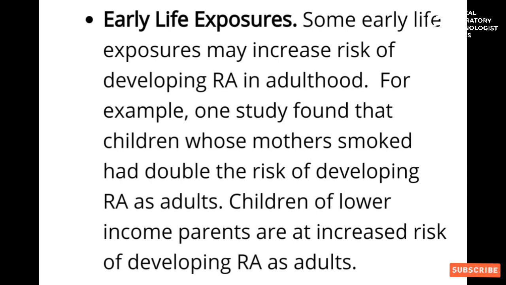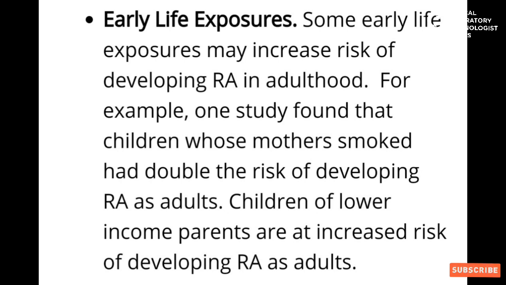So some early life exposures may increase the risk of developing rheumatoid arthritis in adulthood. For example, one study found that children whose mothers or fathers smoked had double the risk of developing rheumatoid arthritis as adults. Why mothers? Because, as you know, at a small age children have more contact with their mothers as compared to fathers. So if their mothers are smoking, there is more chance to develop arthritis.